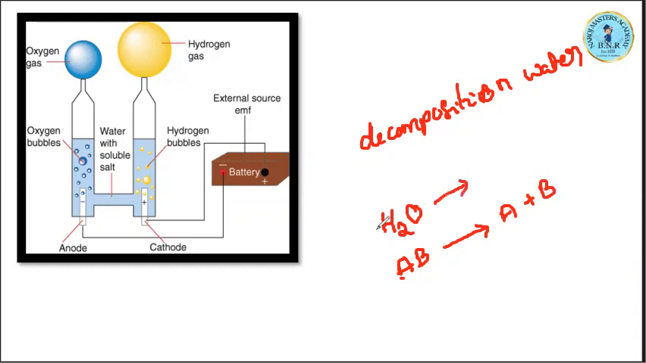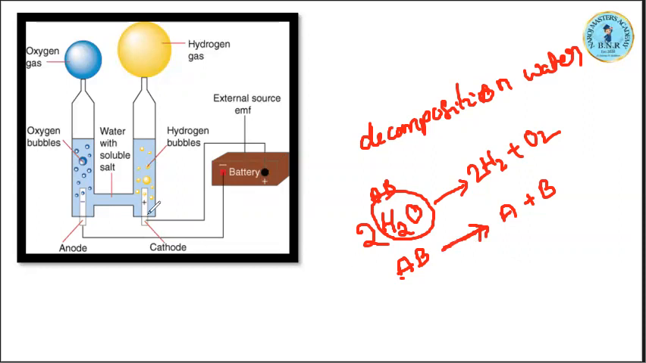So here H2O gives rise to H2 plus O2. It is not balanced, so 2 times H2O gives 2H2 plus O2: 2 into 2, 4 hydrogens, plus 2 oxygens. Now here H2O is AB, and here hydrogen is A and oxygen is B. It is decomposed now. Decomposition means splitting.